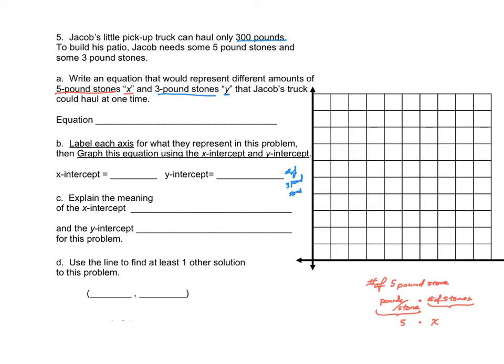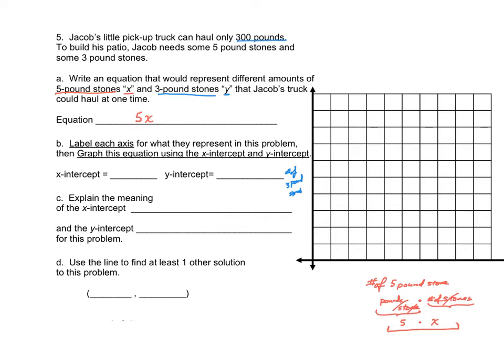Now, I didn't put any numbers on here yet because I don't know what I need. I haven't written the equation. I haven't computed anything. So let's see if we can write the equation. Using the space down here at the bottom right-hand corner, we're going to write 5x, which will be the total pounds for the 5-pound stones. 5 pounds per stone times the number of stones is the total pounds for the 5-pound stones.